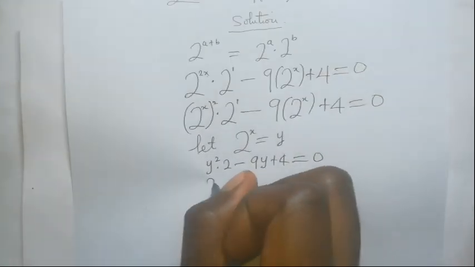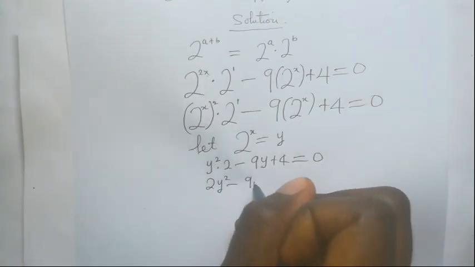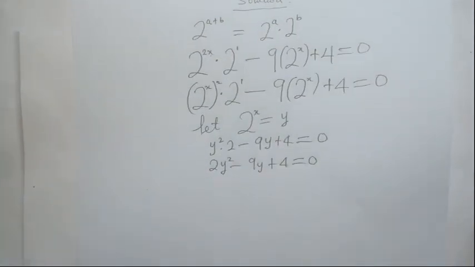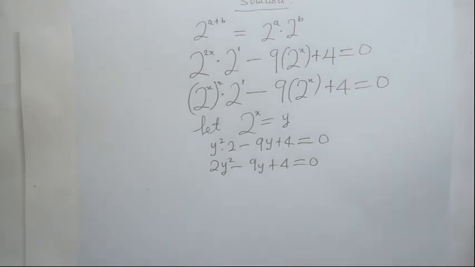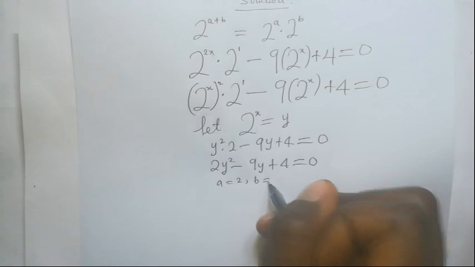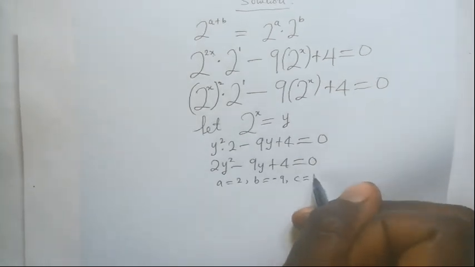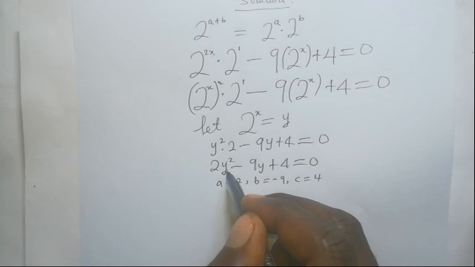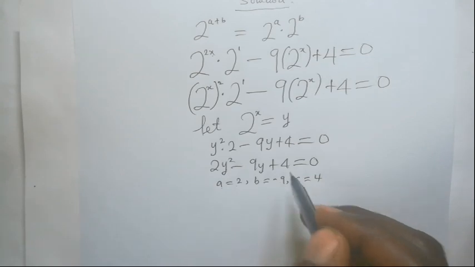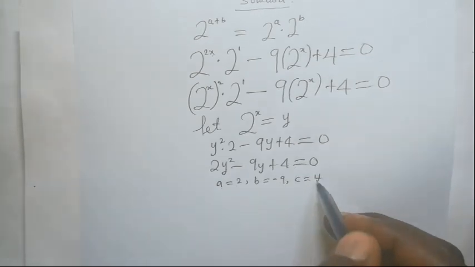So I now have 2y square minus 9y plus 4 is equals to 0. This has now transformed into a quadratic equation. There are so many methods of solving quadratic equation, but let's use the factorization method. Here our a is 2, our b is minus 9, and our c is 4. It means that the coefficient of y square, which is the a, is 2, the coefficient of y is b, which is minus 9, and c is 4.